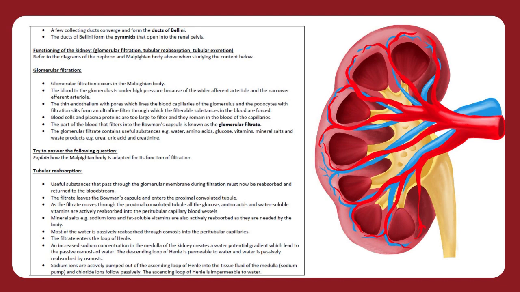The filtrate enters the loop of Henle. An increased sodium concentration in the medulla of the kidney creates a water potential gradient which leads to the passive osmosis of water. The descending loop of Henle is permeable to water and water is passively reabsorbed by osmosis. Sodium ions are actively pumped out of the ascending loop of Henle into the tissue fluid of the medulla. Chloride ions follow passively. The ascending loop of Henle is impermeable to water.